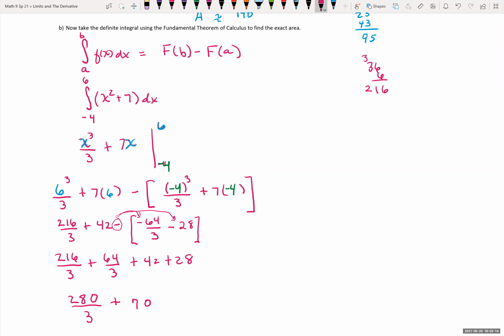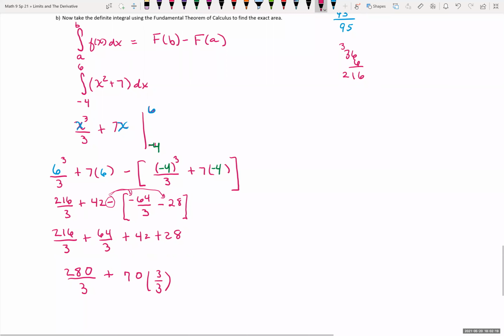We need a common denominator in order to add fractions. So let's multiply this 70 by 3 over 3. So we have 280 all over 3 plus 210 all over 3, which is 490 all over 3, which we can divide.